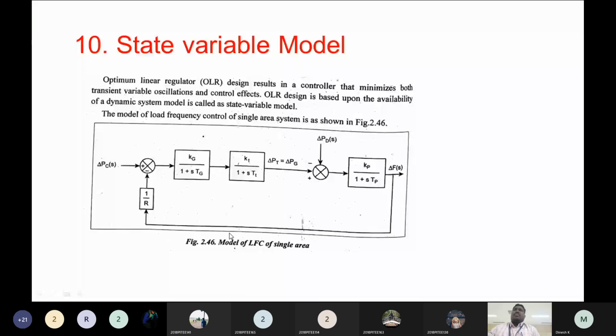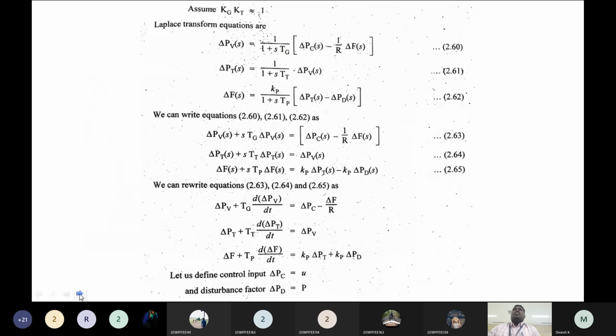So we are performing for our single area. Two area we cannot do, it will be very complex. So we are just performing for our single area. So your governor and turbine constants I am keeping to 1.